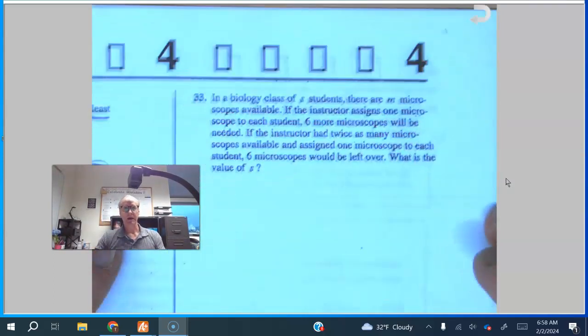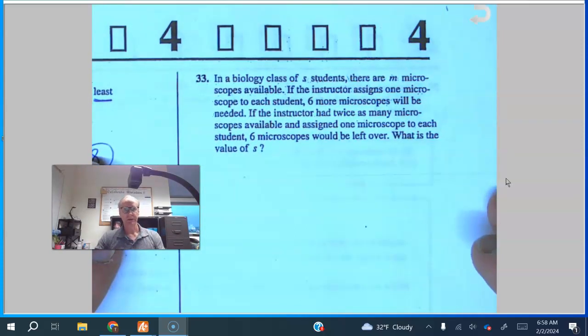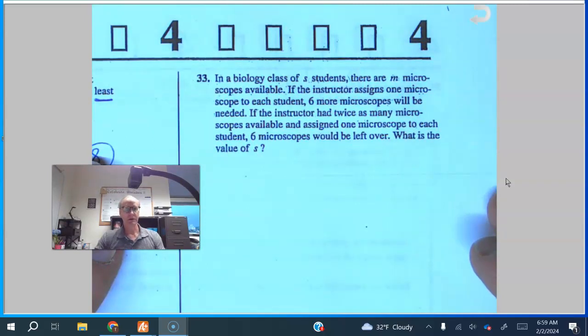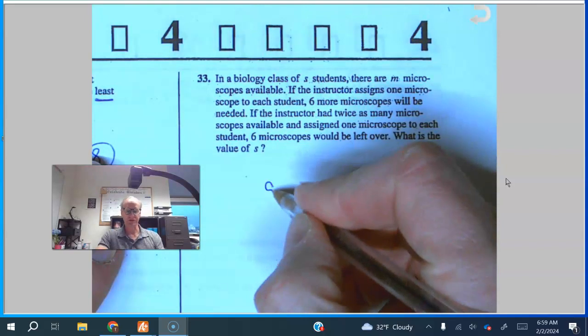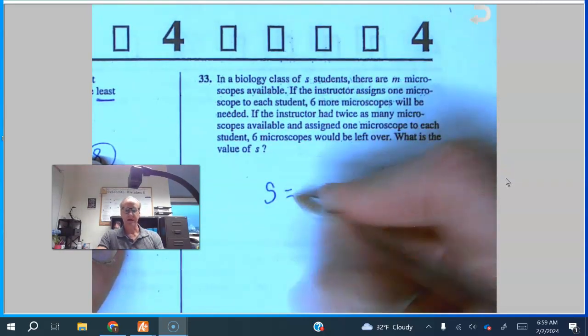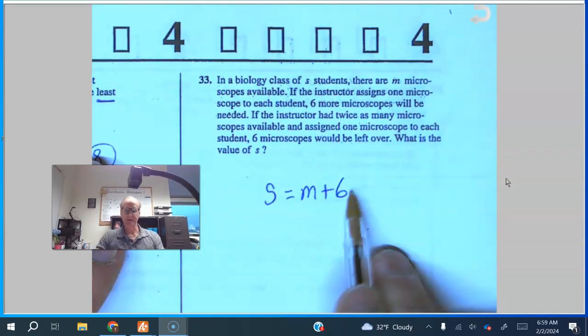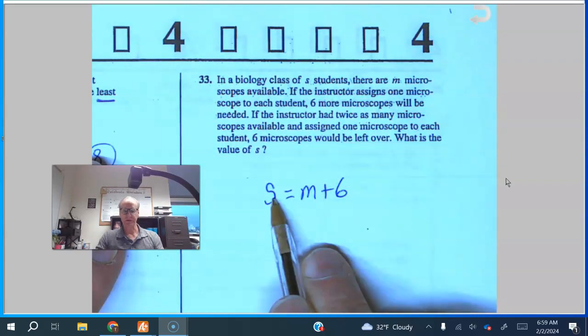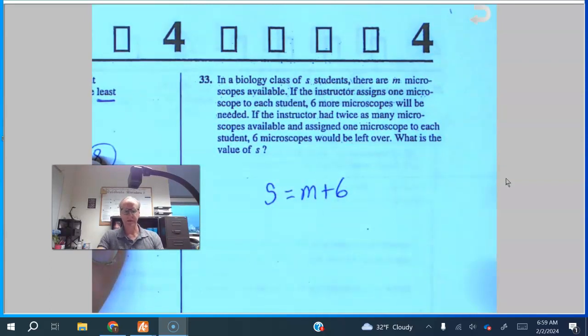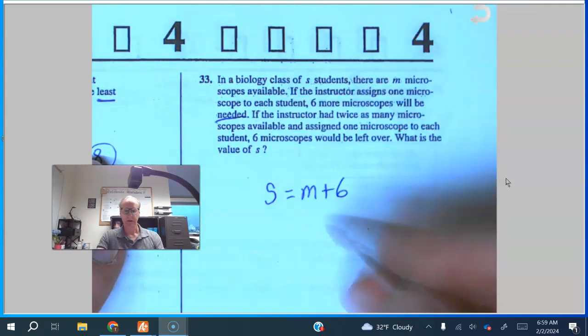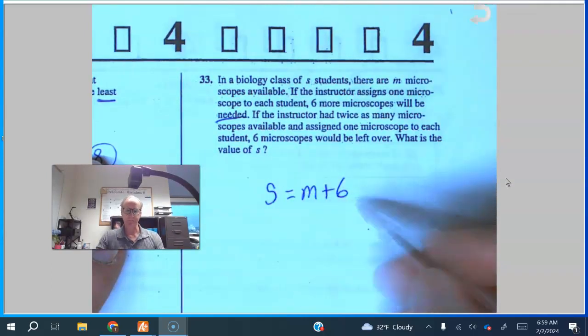Anyway, moving on. In a biology class of S students, there are M microscopes available. If the instructor assigns 1 microscope to each student, 6 more microscopes will be needed. So what this says is that there are more students than microscopes. And in fact, there are exactly 6 more. We need 6 more microscopes for the microscopes to equal the students. However you want to think of it, but that makes the most sense. That's what that first sentence says.